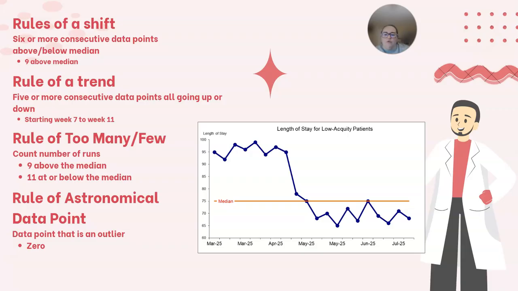Rule of too many or too few, which is a run of consecutive data points on the same side of the median. We had a run of 9 above the median, and after the intervention, we had a run of 11 below the median. And then the rule of astronomical data point looks for any outliers in the data, which we did not have any with this data set.